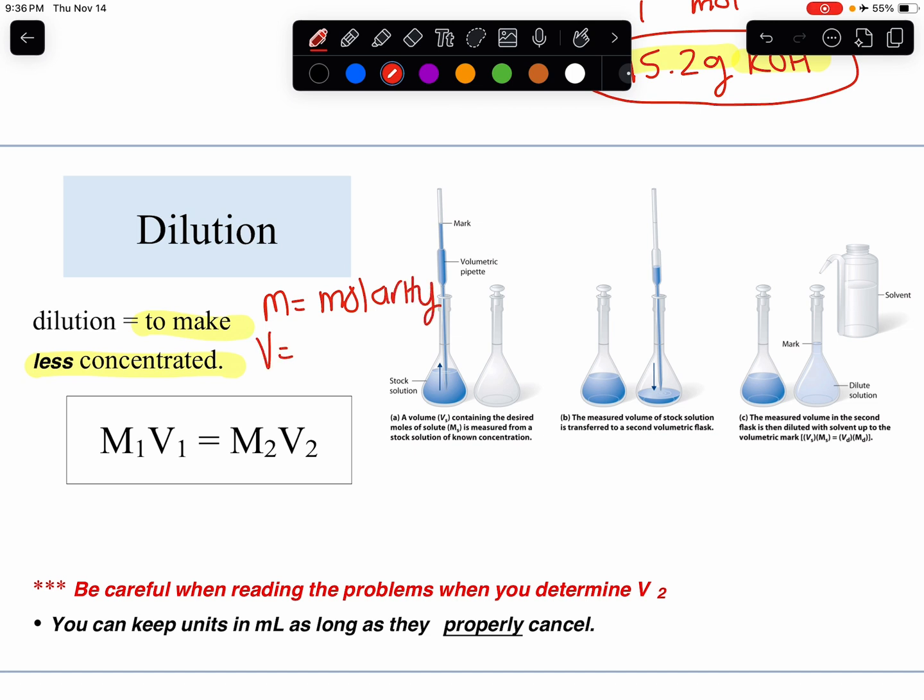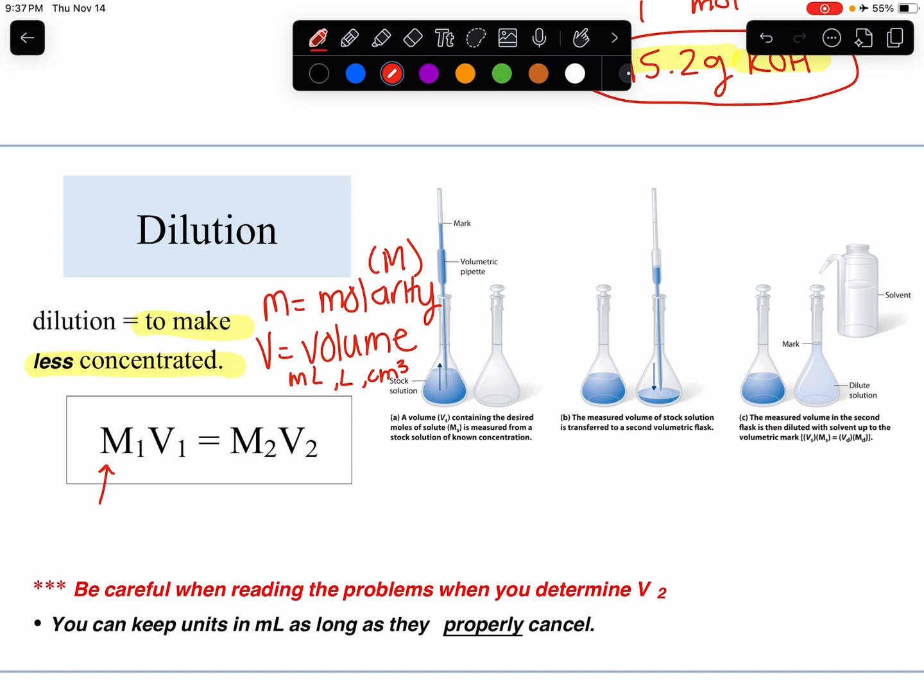Okay, and V is going to be volume. Now, molarity has to be in capital M or molarity units, molar units. Volume has some options as long as they are the same. So it could be milliliters, but they both have to be milliliters. It could be liters. They both have to be liters. Or you may even see centimeters cubed, although I doubt it. Okay? So a couple options there.